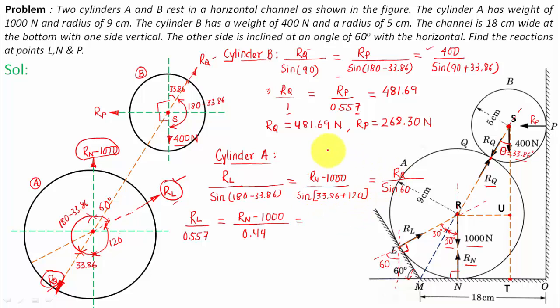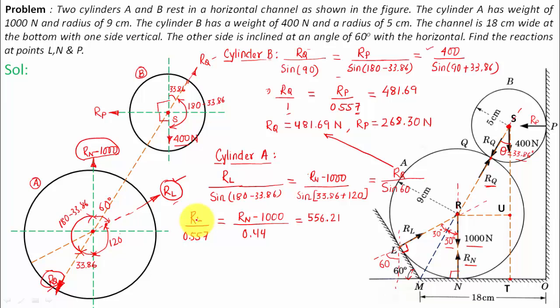What is RQ? We have already calculated the value of RQ. It worked out as 481.69. So I'm going to put the value of RQ over here, 481.69 divided by sine 60. So 481.69 divided by sine of 60, and this is working out as 556.20. Or if you approximate it to two decimal places, it's 556.21. You just need to solve this equation.